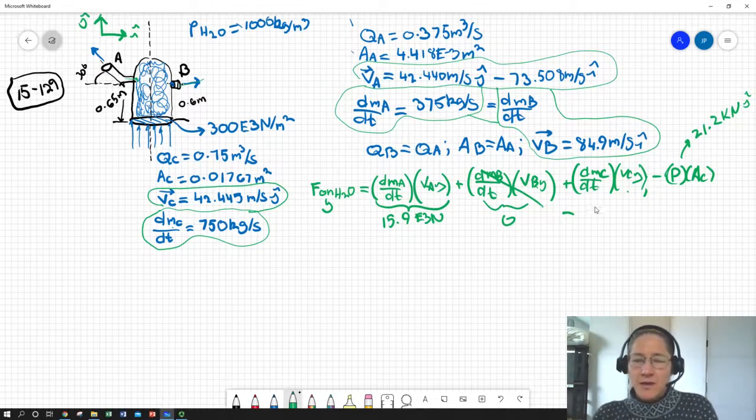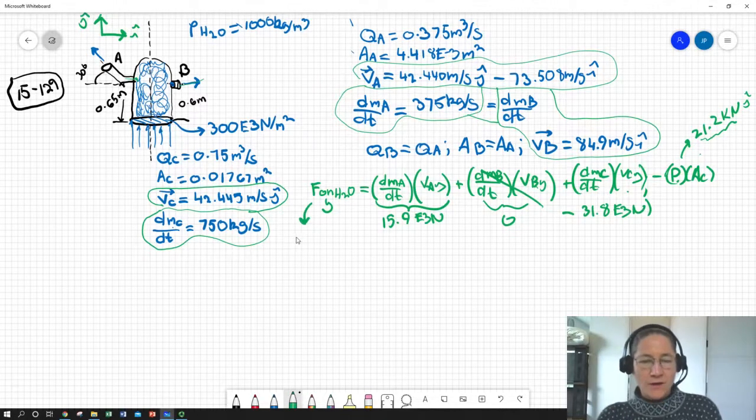So if we multiply by the mass flow rate, we're going to end up with 31.8 times 10 to the third newtons. We add in the effect of our pressure of 21.2 kilonewtons that is having to be pushed down on the water, and we end up getting a total y force on the water of negative 15.9.